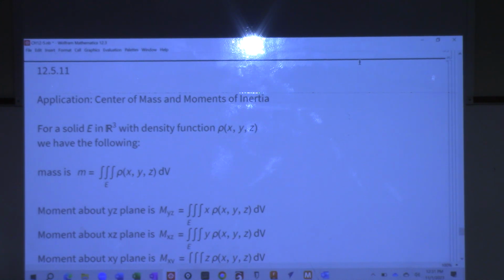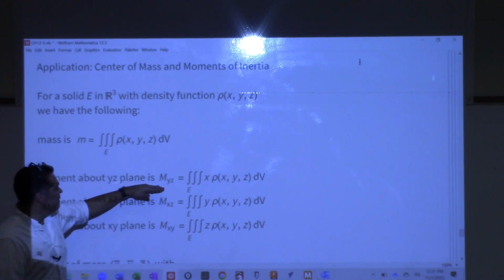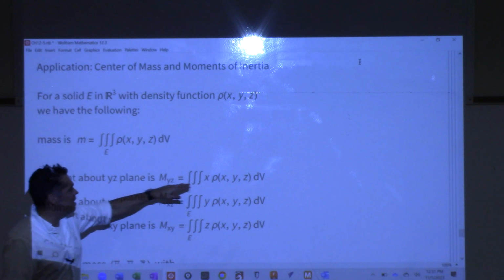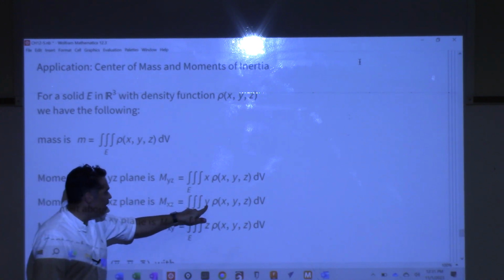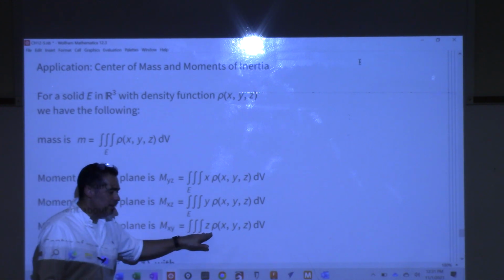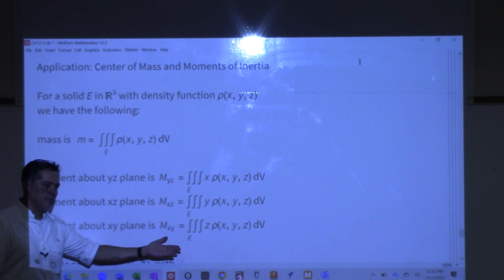And then we have moments. When we're in three-dimensional space, we don't have just the x and y axes, we have the z-axis as well. So we have the moment about planes. The moment about the yz plane is this, so we add an x in here. Moment about the xz plane, we put a y in here. Around the xy plane is z. And so you can calculate those.